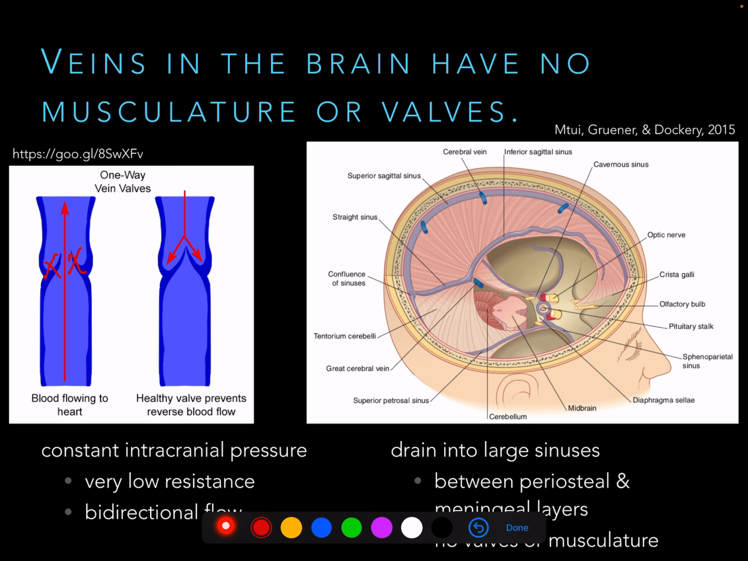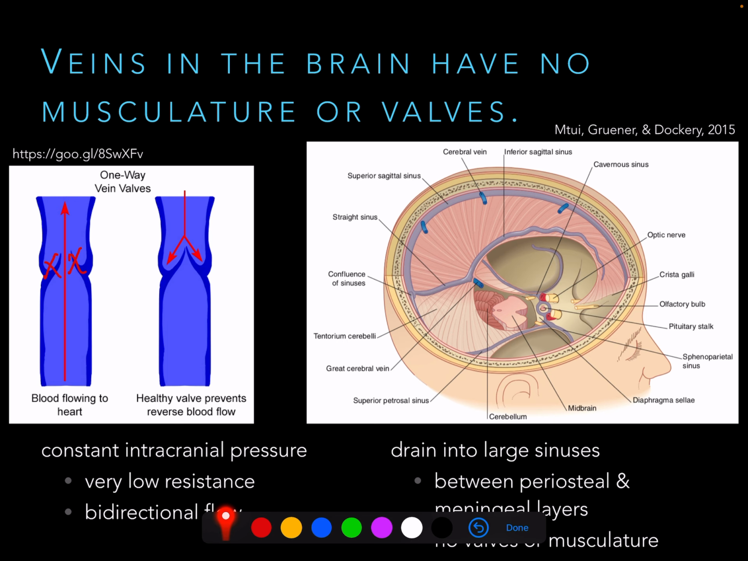The veins are connected to these large drainage sites, the sinuses, and those are shown over here. We have a few sinuses that we'll walk through. So here's the superior sagittal sinus, called sagittal because it's at the midline. Inferior sagittal sinus, a straight sinus connecting them at the confluence of sinuses.